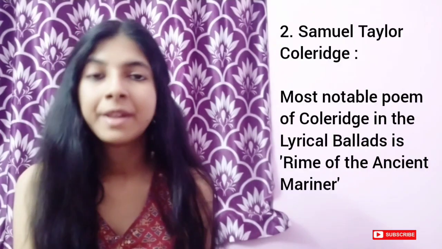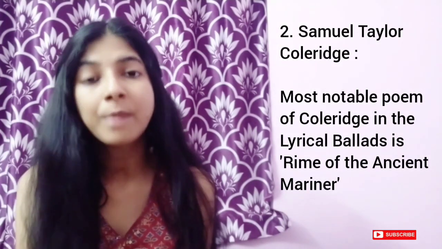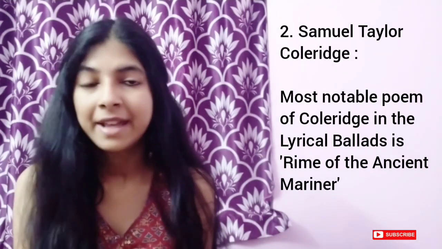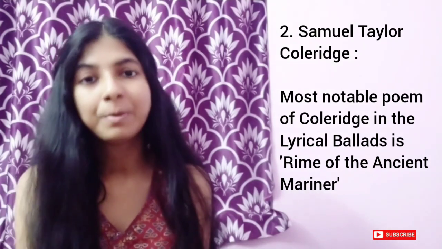Number 2. Samuel Taylor Coleridge. The most famous poem of Coleridge included in the Lyrical Ballads is Rime of the Ancient Mariner. Other notable works of Coleridge are Kubla Khan, Frost at Midnight, Christabel, and Dejection: An Ode.